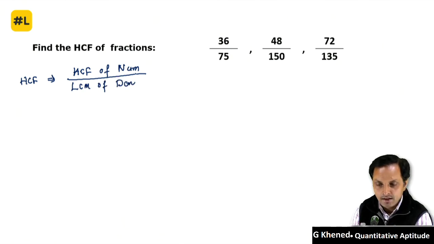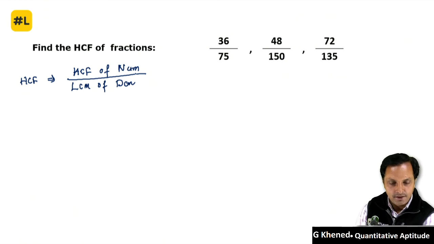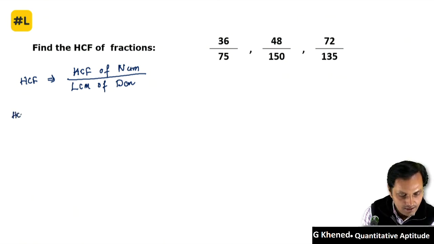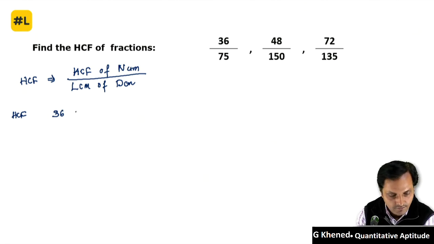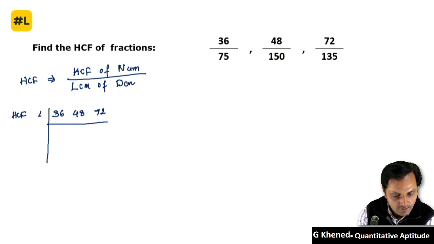So how to find HCF, let us find HCF of 36, 48 and 72. So these will go in 4, 4 9s are 36, 4 1s are 12, 4 2s are 18, this is 12.